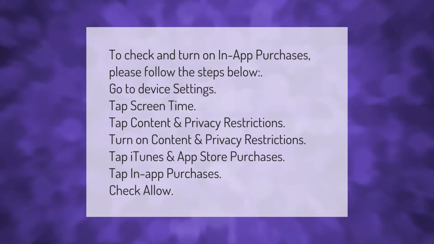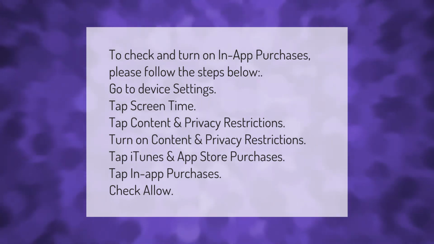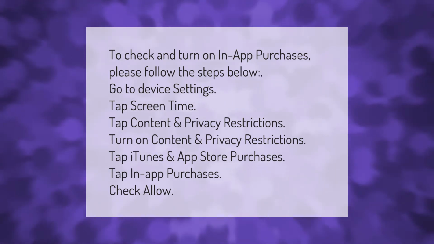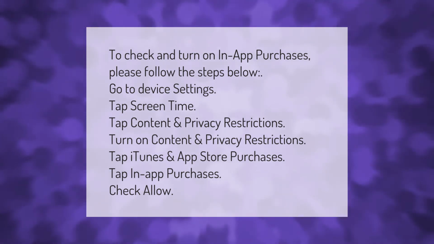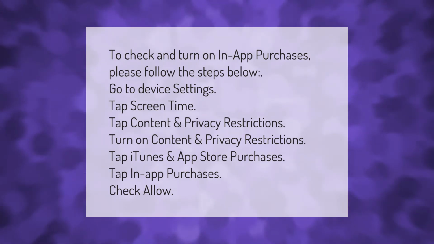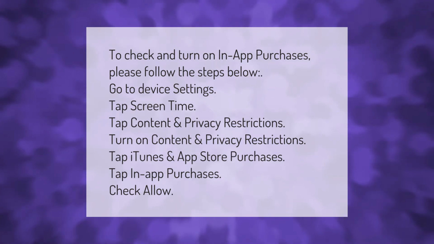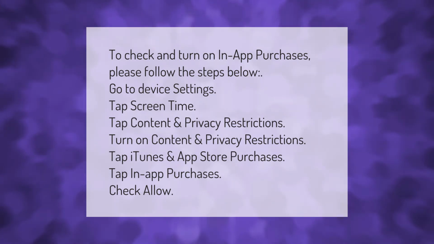To check and turn on in-app purchases, please follow the steps below. Go to Device Settings. Tap Screen Time. Tap Content and Privacy Restrictions. Turn on Content and Privacy Restrictions. Tap iTunes and App Store Purchases. Tap In-App Purchases. Check Allow.